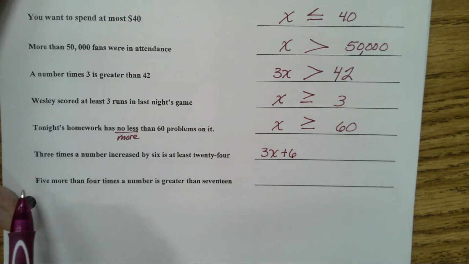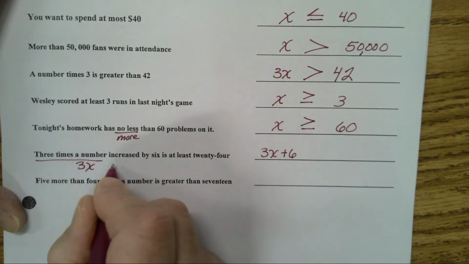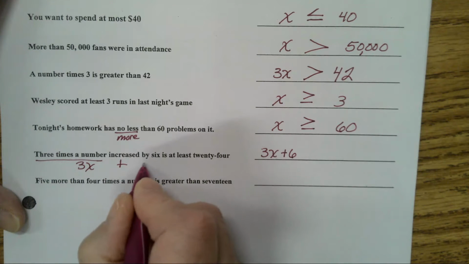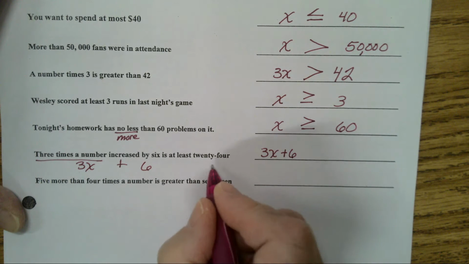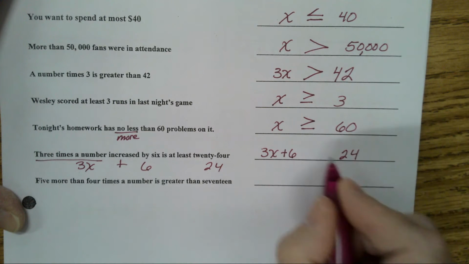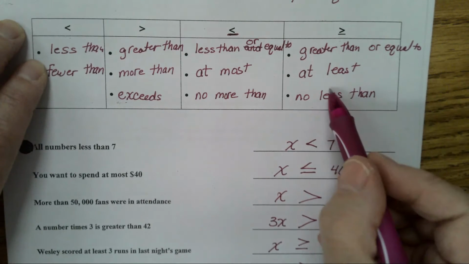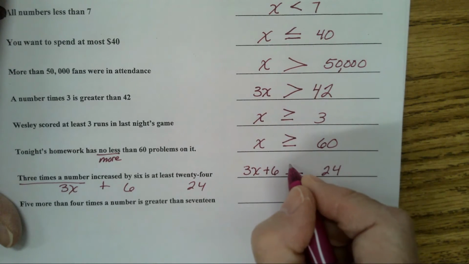3 times a number, that's 3x, increased is plus 6, is at least 24. Can it equal 24? Yes, at least. At least looks like this. So 24 is the smallest it can be. It can be 24 or bigger.